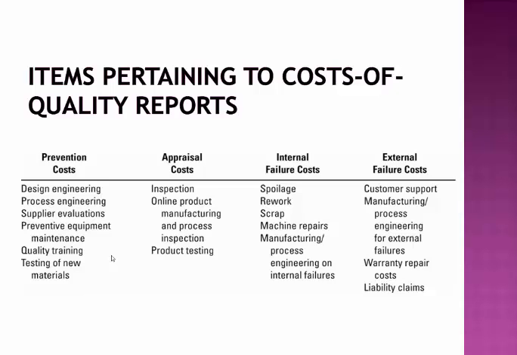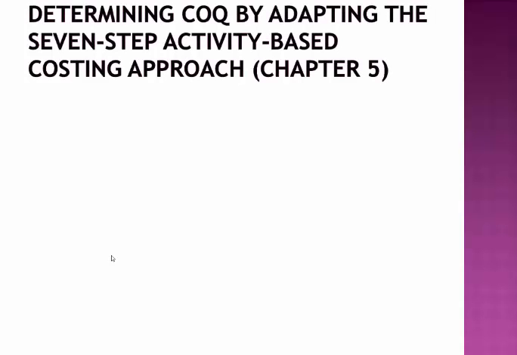In the next video, we are going to go through how we can go about measuring cost of quality and actually putting a value on these costs. We will go through a 7-step approach, kind of like Chapter 5. We've talked about the decision making, but we're going to use activity-based costing, or ABC.